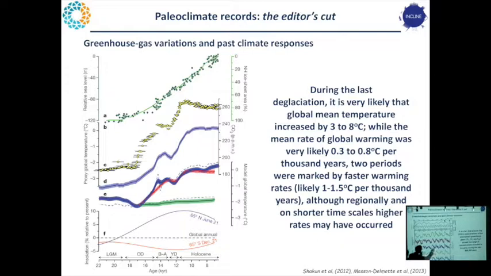Absolutely. These are, let's say, the Milankovitch cycles. Changes in eccentricity, obliquity, and precession.